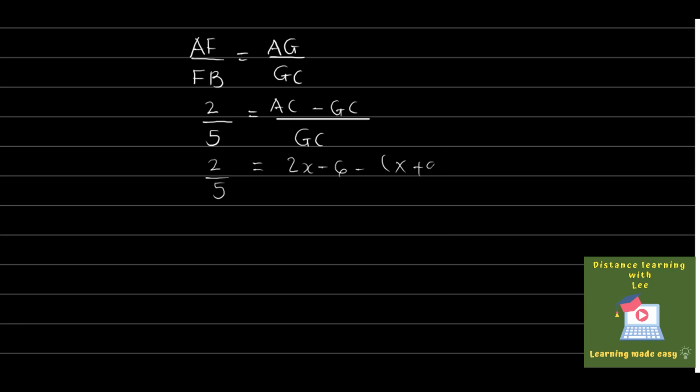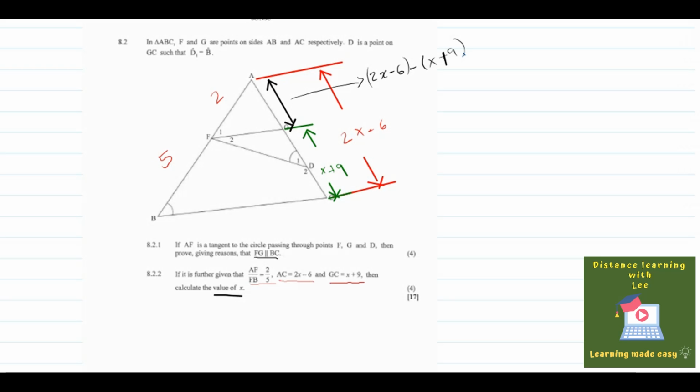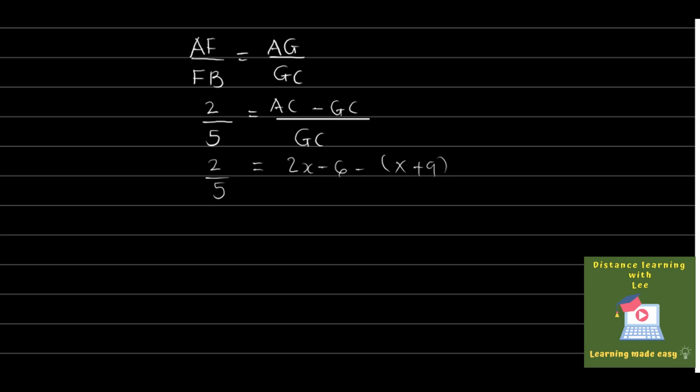And then what is our GC? Our GC is the green part, which is x plus 9. So we're just going to put that into our equation. And then here, guys, we are simply going to solve for x. Okay.